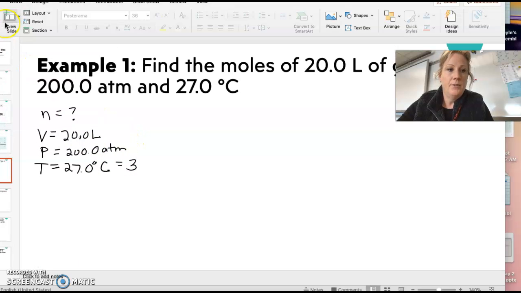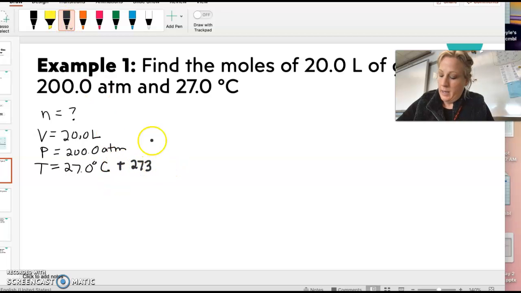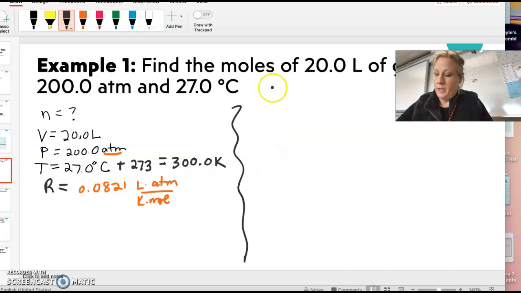And, sorry, let me just do that with you. So I would add 273, and then I would get 300.0 Kelvin. And then my R, because my pressure's in atmospheres, I'm going to use 0.0821 liters atmospheres over Kelvin mole. So now this is just getting me set up for the problem. I'm going to just put a little squiggly, and then we're going to do the problem over here.